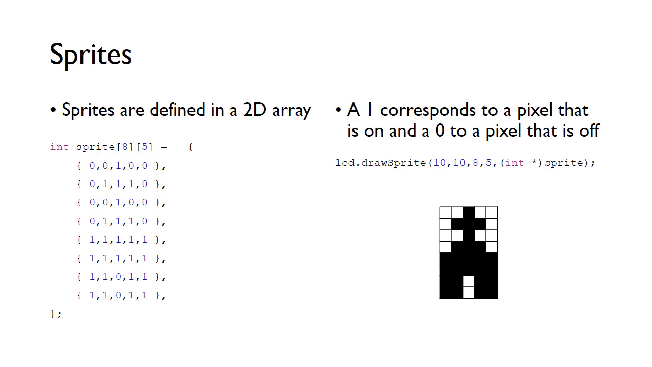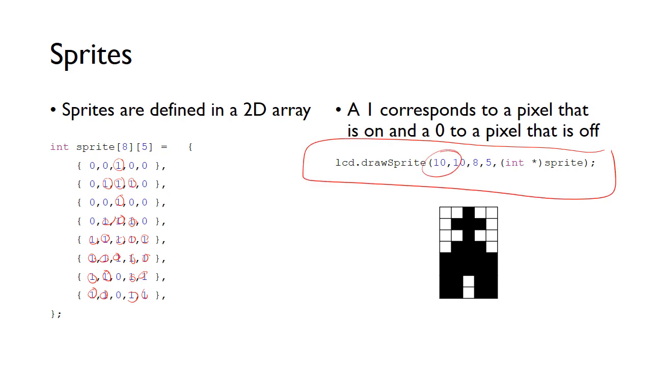In this case, I've just made up this pattern here. Every time you see a 1, that basically corresponds to a pixel being on on the LCD. You can see all these ones here in this array. So you define the sprite in code, and we can do LCD draw sprite.